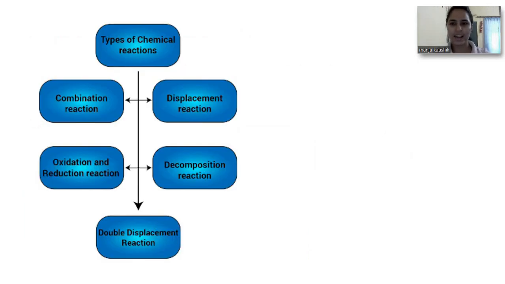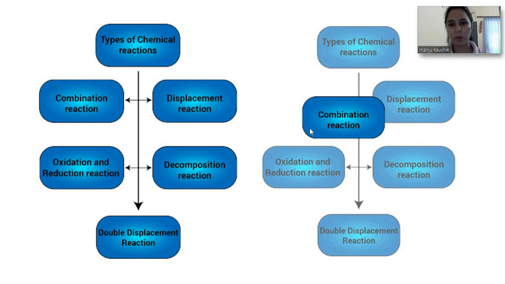So students, there are various types of chemical reactions. As you can see, combination reaction, displacement reaction, oxidation and reduction reaction, decomposition and double displacement reaction. In today's class, we will do these types of reactions one by one. I'll give you examples of all these reactions in detail, so by the end of today, you will be able to learn all these reactions by heart. So let's do the reactions. First of all, we will do the combination reaction.